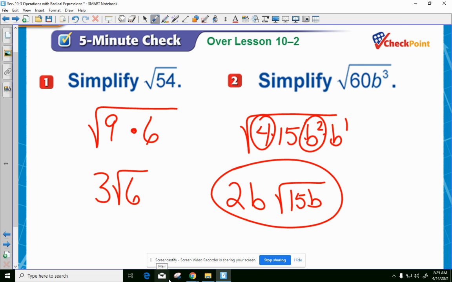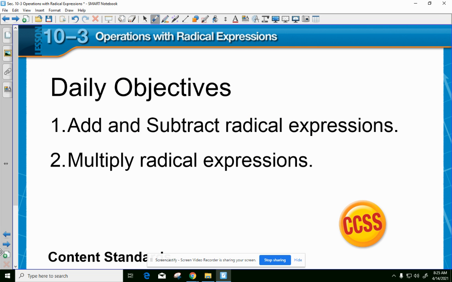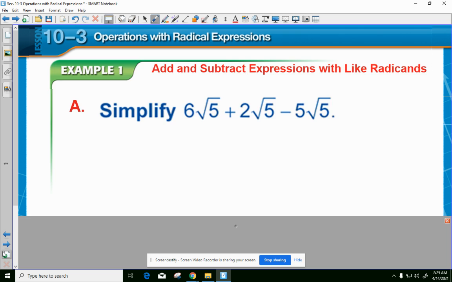So we'll need this idea continuing on today when we try to get into the idea of addition and subtraction. Our two goals or objectives for today: can I add and subtract radical expressions, and then can I multiply them? So that's what we're going to try to get done.